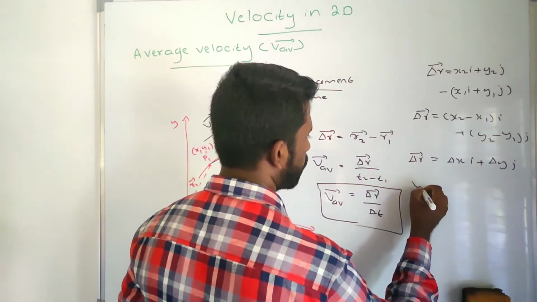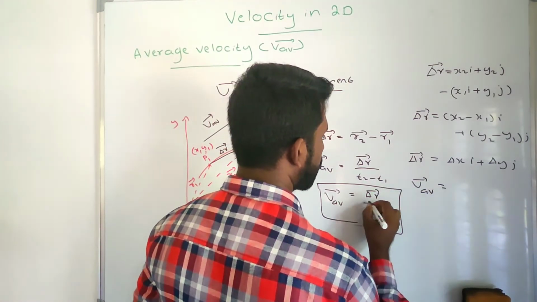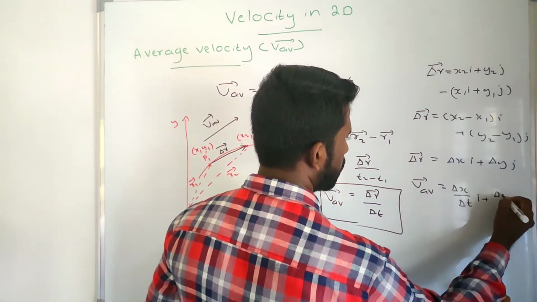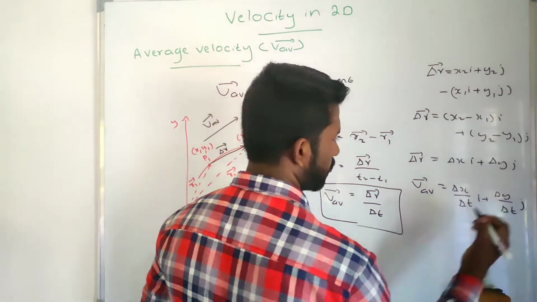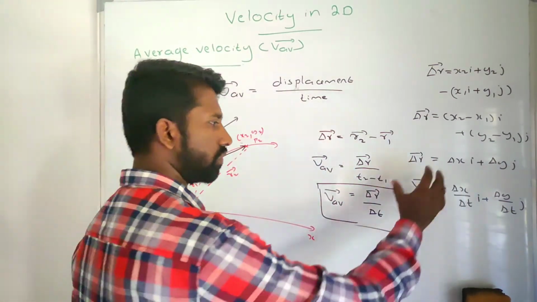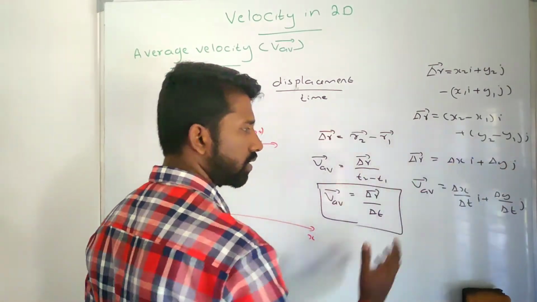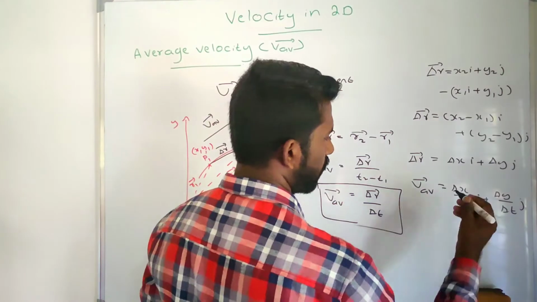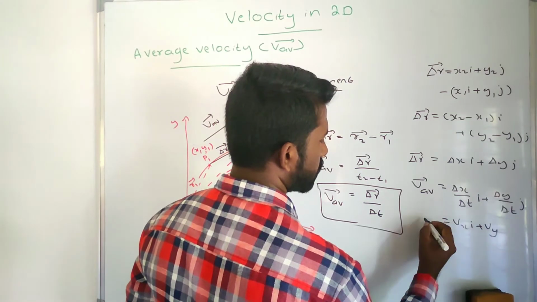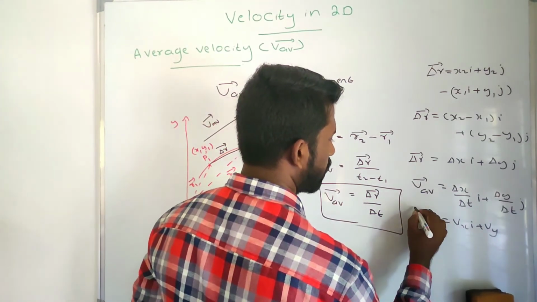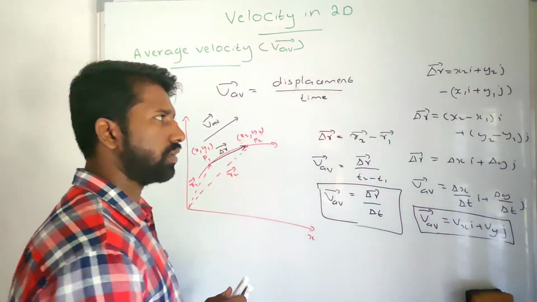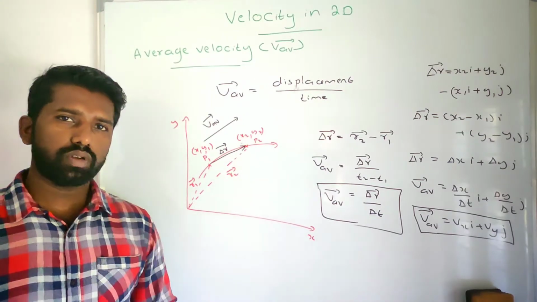Okay, then what about the V average? V average is equal to delta R divided by delta t. So delta x divided by delta t i plus delta y divided by delta t j. That means the displacement in the x-axis divided by time plus the displacement in the y-axis divided by time, that is Vx i plus Vy j. Vx is the x component of the average velocity and Vy is the y component of the average velocity. Okay, clear? So this is about the average velocity.